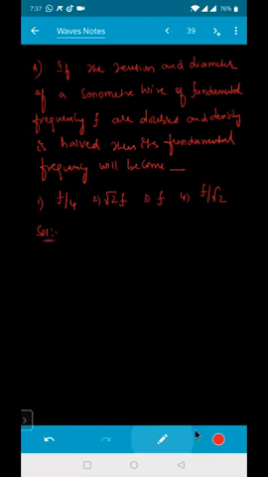So read the question. What is the question we got right now? If the tension and the diameter of the sonometer wire, I will just draw the diagram. It vibrates in a fundamental frequency F. If the tension and diameter of the sonometer wire of fundamental frequency F are now doubled and density is half, then the fundamental frequency will become how much? So the fundamental frequency formula is F equals 1 by 2L under root of T by mu.